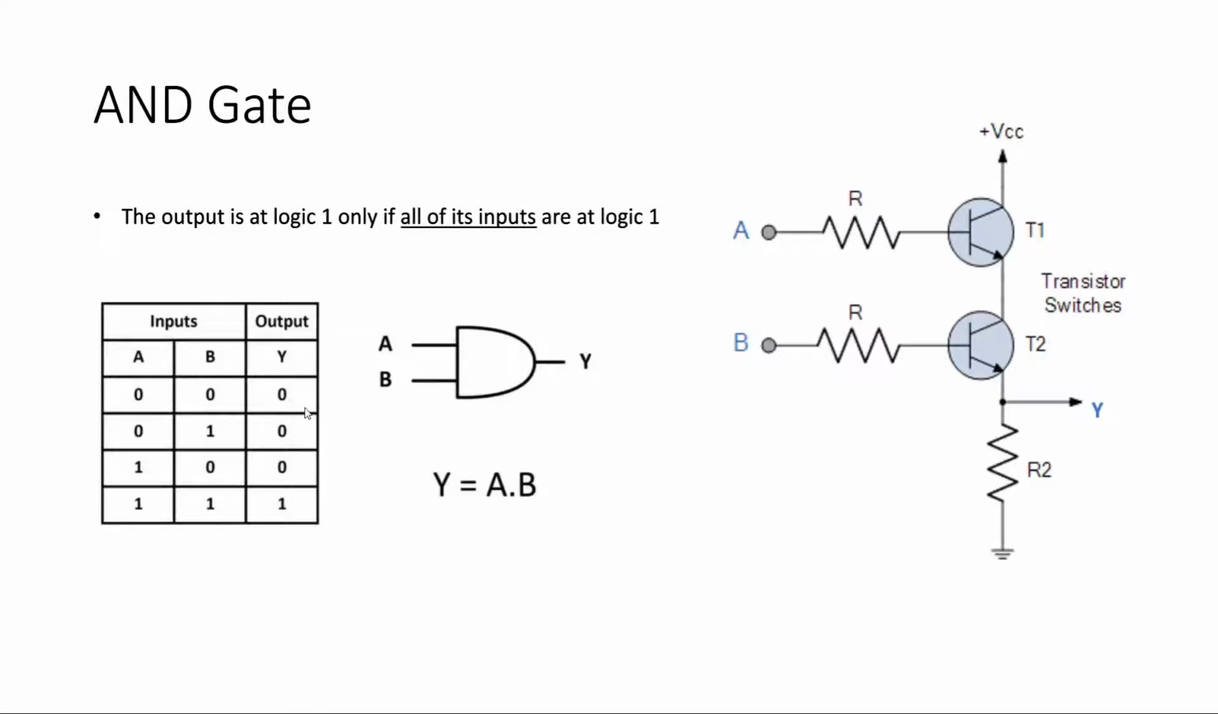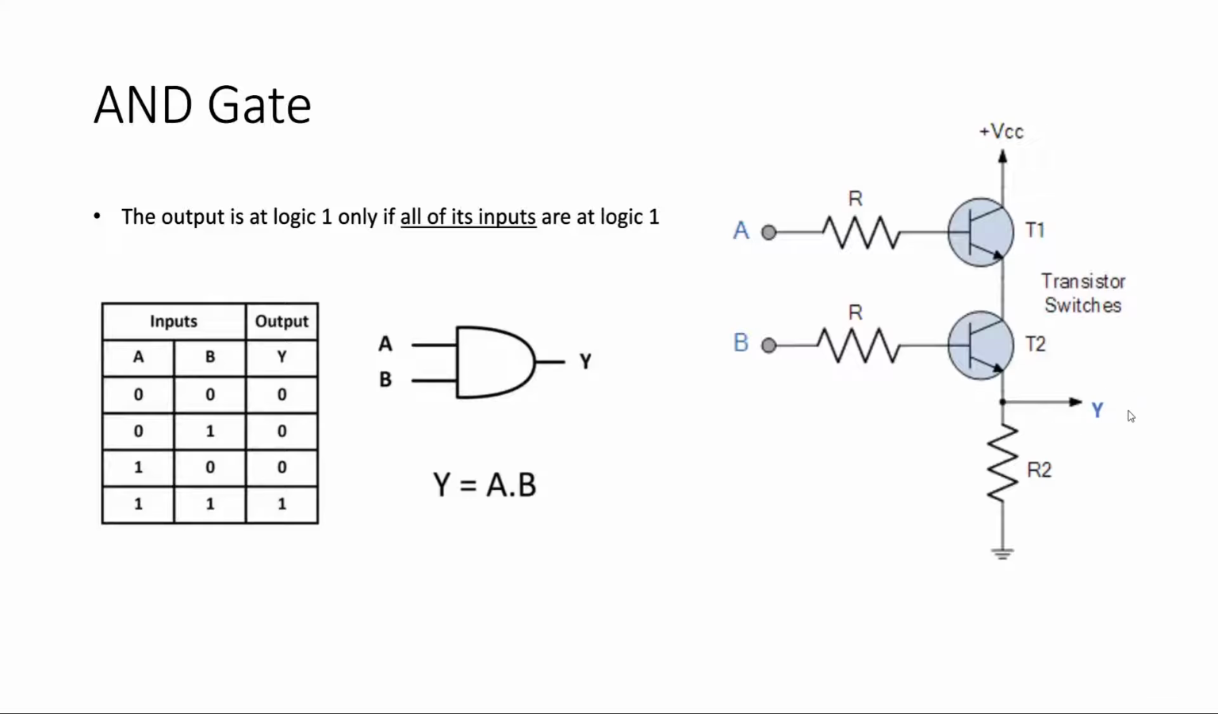So you see that in other cases, the output is 0. And its implementation with transistors is very interesting. We need to use 2 transistors when we want an AND gate with 2 bits of input. Each transistor is connected to one of our inputs, and the output from the first transistor will be the input to the second one. And the output of the second transistor is actually the output of the circuit.